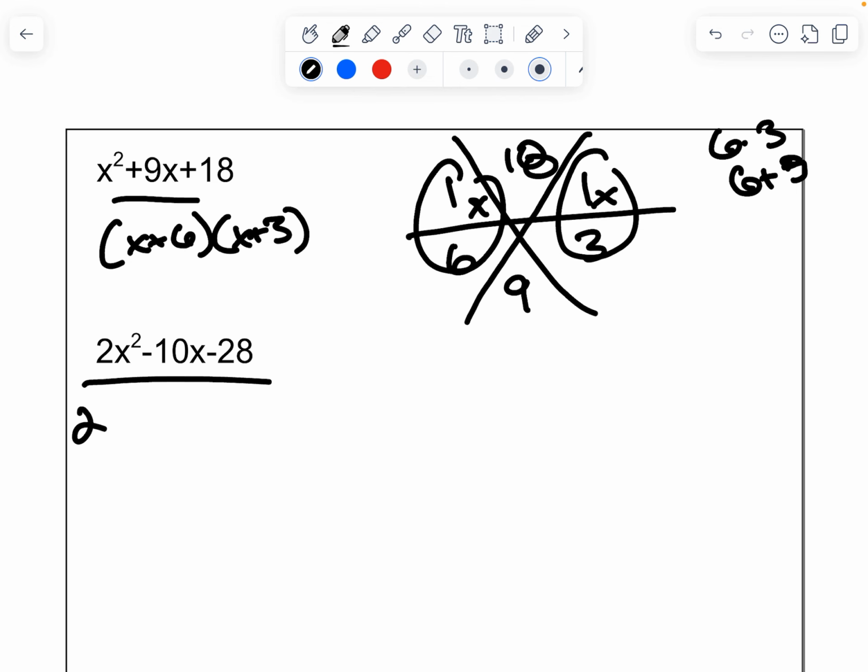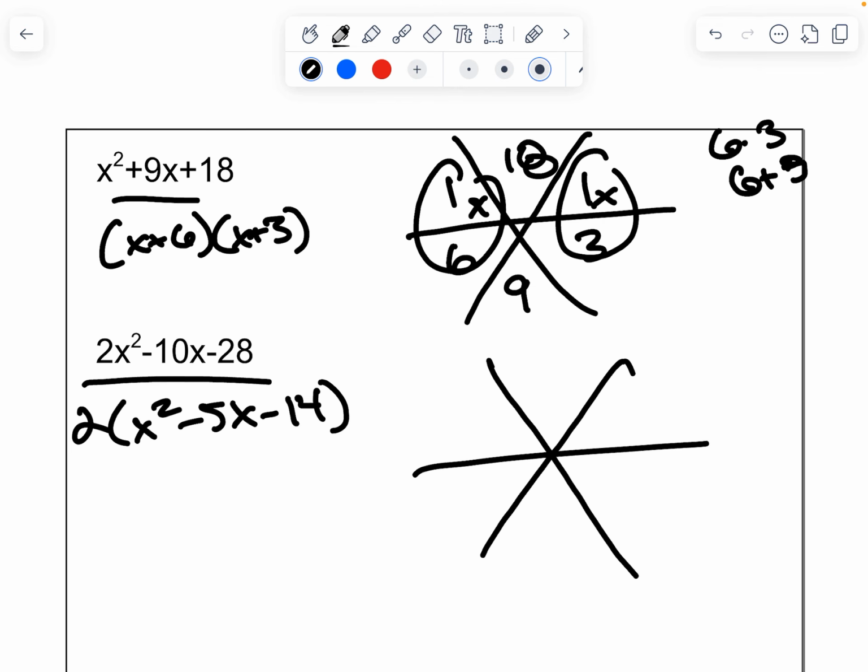The only difference is you can take a 2 out from the beginning. X squared minus 5x minus 14. Then when you do your star, negative 14, 1, 1, and negative 5, you're using the numbers in here because that's what we're trying to factor, right? This becomes a 1 because the thing in here is a 1. Negative 7 and negative 2 work.